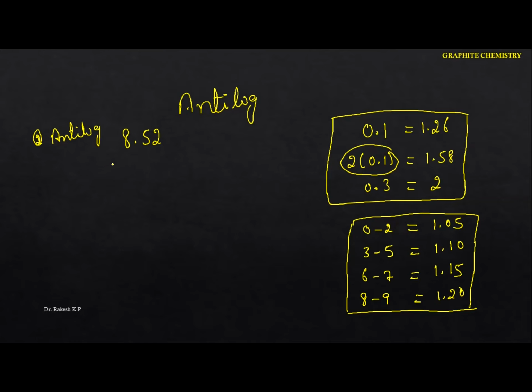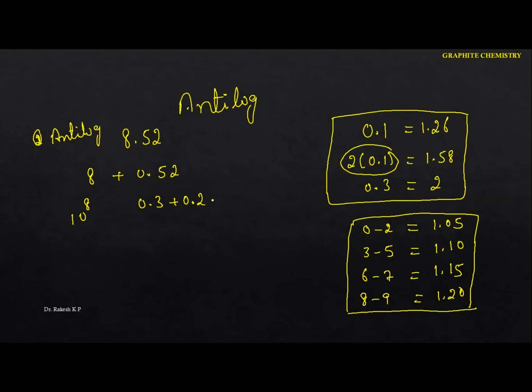So 8.52 can be written as 8 plus 0.52. The 8 we can directly write as 10 to the power of 8. How do you split the other one? You just identify the greater one. I'm going to write this value as 0.3 plus 0.2, so 0.3 plus 0.2 becomes 0.5.